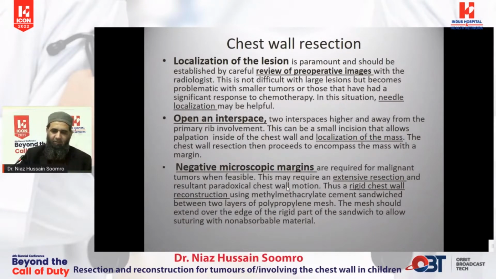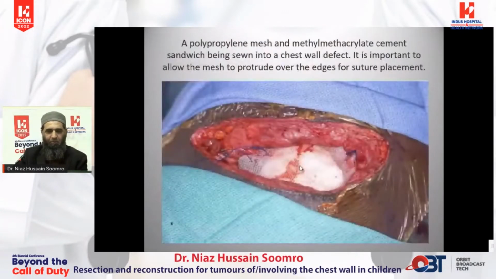Negative microscopic margins are required for malignant tumors, and extensive resection results in paradoxical chest wall movements. Thus, rigid chest wall reconstruction is important, and that can be done by methyl acrylate bone cement sandwiched between two layers of polypropylene mesh. The mesh should extend over the edge of the rigid part of the sandwich to allow suturing to the chest wall with non-absorbable material. It is clearly shown here in the picture.